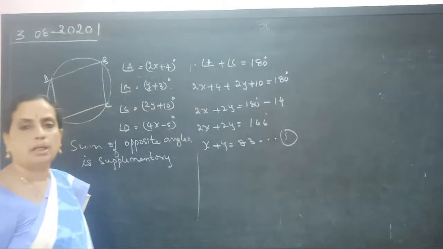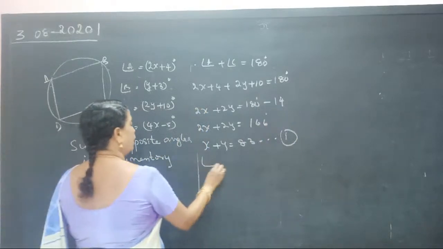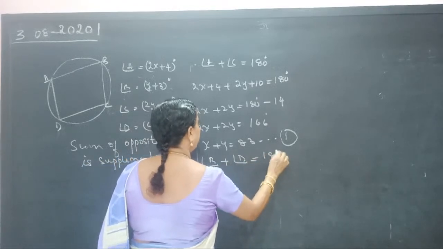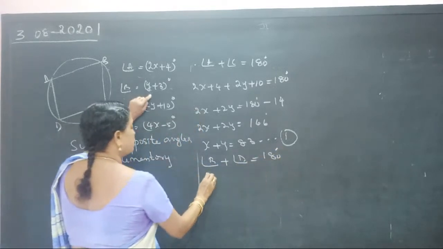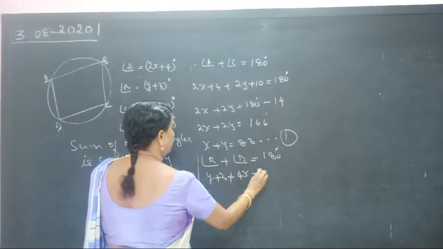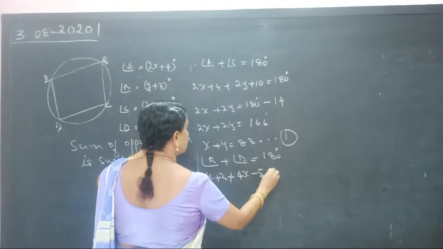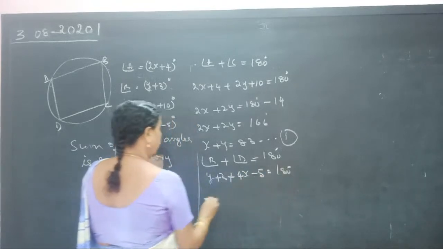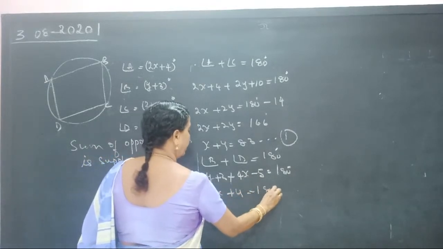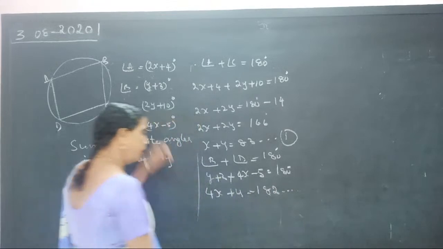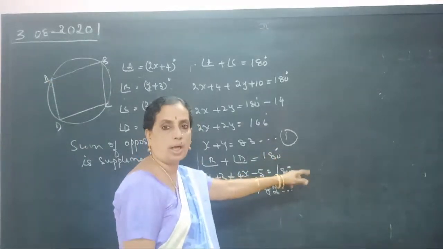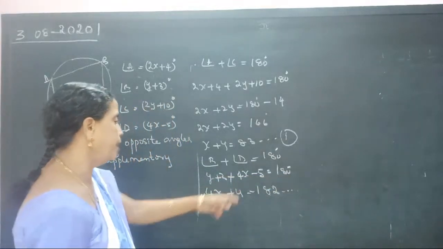Okay? Coming to the second condition, angle B plus angle D equals 180, where angle B is y plus 3, angle D is 4x minus 5, equals 180. That is 4x plus y equals 182. Can you guess? 3 minus 5 is minus 2, transferring to the RHS, it becomes 182.